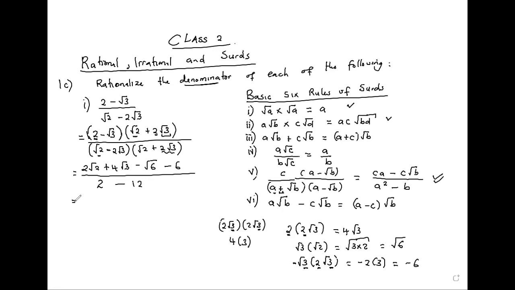And then the top one is kept because we cannot add, those are different things inside. So we can't apply property number 3, because when you use property number 3, the numbers inside must be the same, and now they are different. So keep them the way they are. So we have 2 root 2 plus 4 root 3 minus root 6 minus 6 over -10. So it means that we're done.